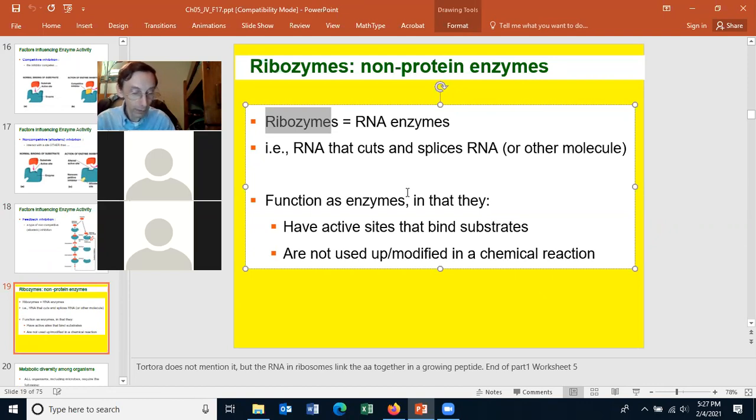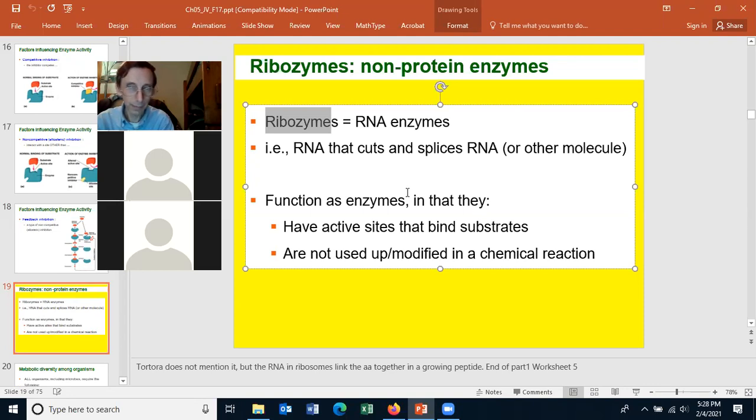Well, there's an activity where the amino acid is removed from the tRNA and then linked to the growing amino acid polypeptide to add that amino acid. And that action of the ribosome is by an RNA enzyme. And we'll talk about that a little bit more later in the term.